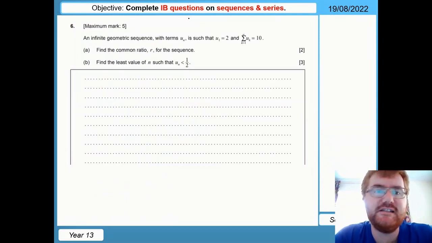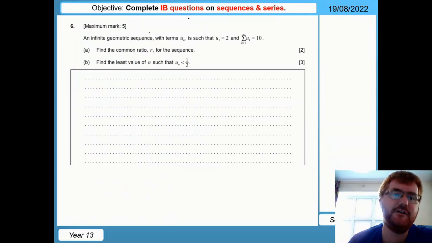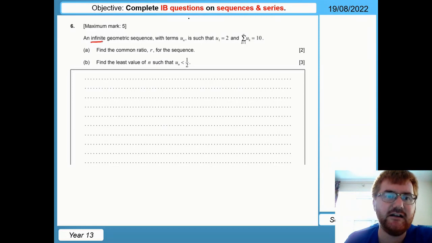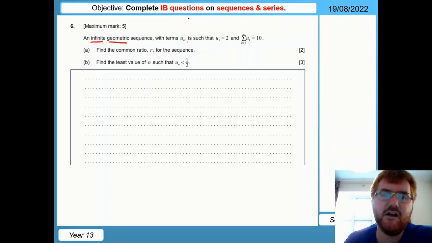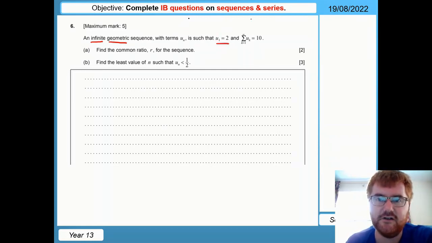So question 6 for 5 marks, an infinite geometric series. I tend to underline these key terms, so infinite and geometric sequence. This is going to be a high level question with terms un such that u1 is equal to 2. So the first term is equal to 2. And now we've got this strange notation I'm going to explain here. So from k is 1 to infinity, this sum is equal to 10.